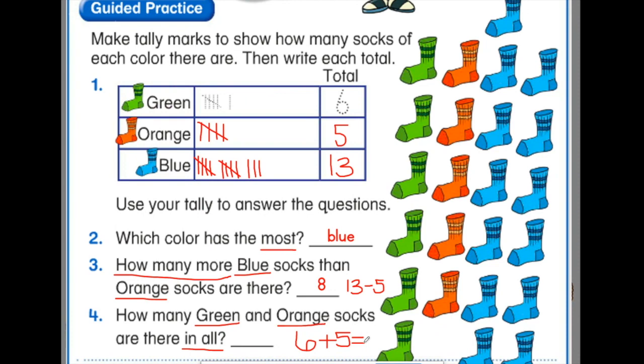Take a minute to use your strategies. 6 plus 5. If you also want, boys and girls, you can use your tally charts to help you. If you're really good at skip counting by 5s, and I want to put the green and orange socks together, all I need to do is combine them. So I have a group of 5 here and another group of 5 in the orange. If we skip count 5, 10, and then one more, we'll get our answer of 6 plus 5, which is 11. So using your graph can be very helpful.